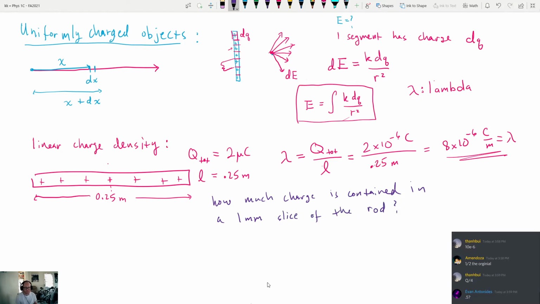How do you calculate that? How much charge is contained in a 1 millimeter slice of the rod? How would you calculate that? So we make a little cut here, and the cut that we make is going to be 1 millimeter. How much charge do we cut out, and how would you figure it out? I'm more interested in seeing an equation.